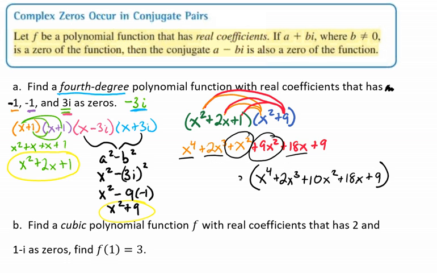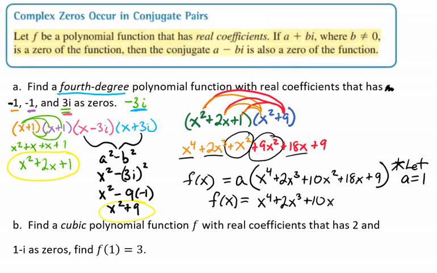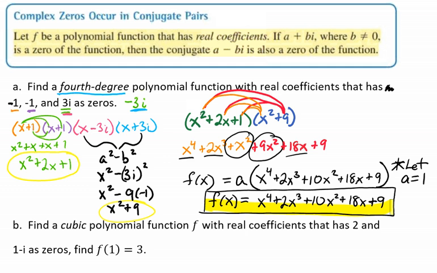However, any multiple of this will work. So it's actually f of x equals a times x to the 4th plus 2x to the 3rd plus 10x squared plus 18x plus 9. So we're going to let a equal 1, which will give us our final answer of f of x equals x to the 4th plus 2x to the 3rd plus 10x squared plus 18x plus 9. And so that is a 4th degree polynomial that has real coefficients with zeros x equals -1, x equals -1, x equals 3i, and x equals -3i. So those are our imaginary ones.